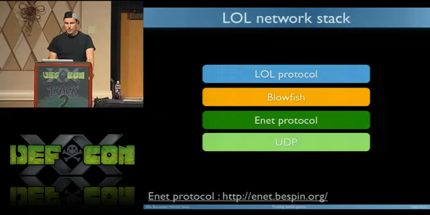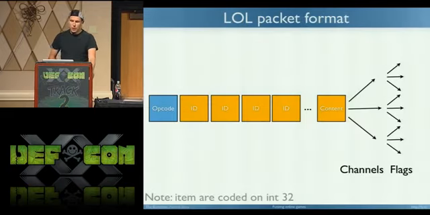On the other side, League of Legends uses something completely different. They use UDP, and on top of that they use ENet, which is a reliable connection on top of UDP. On top of that they have Blowfish. And on top of that, they have a League of Legends protocol, their own custom protocol, which is the thing you care deeply about. So ENet is just a way to multiplex.